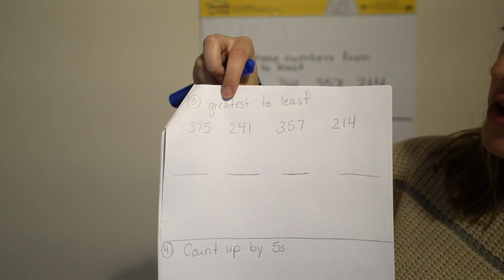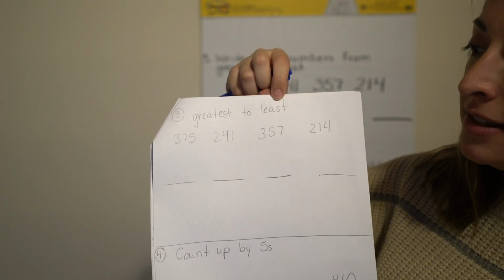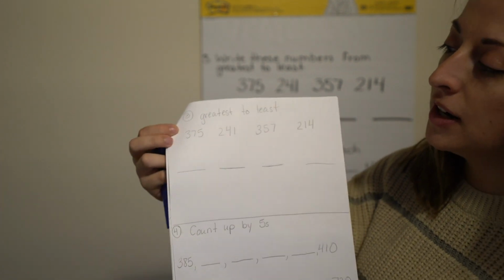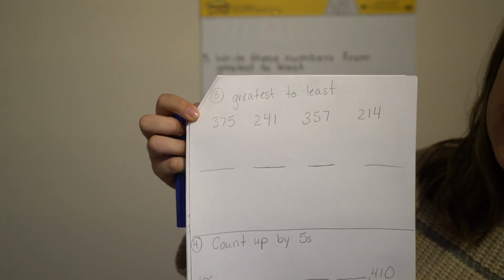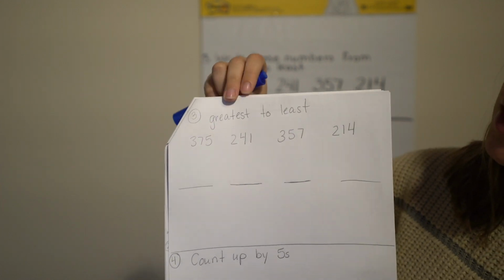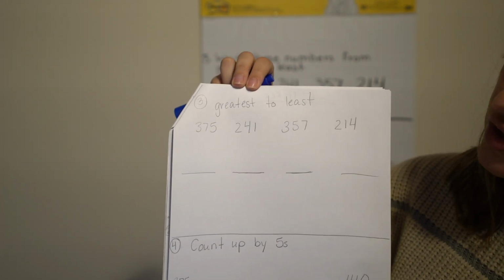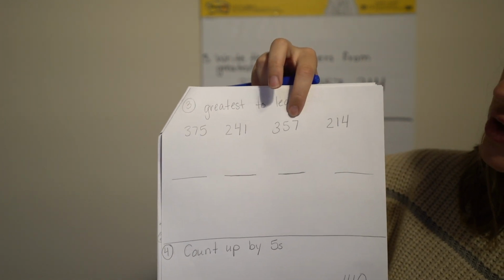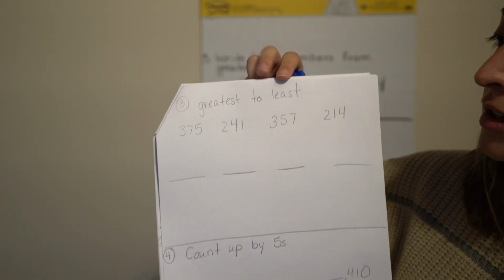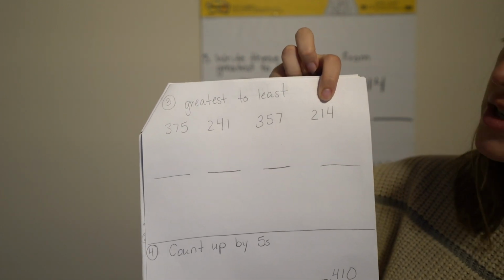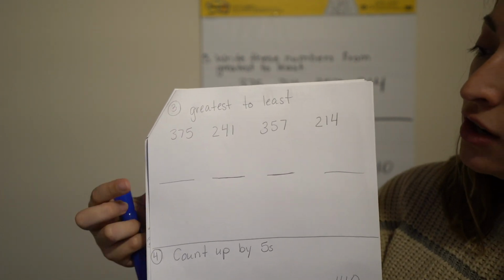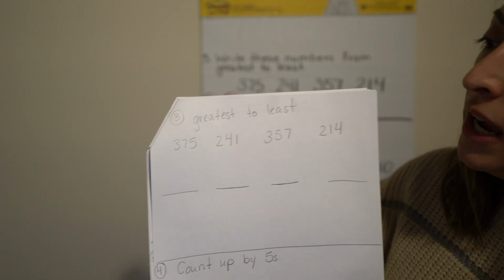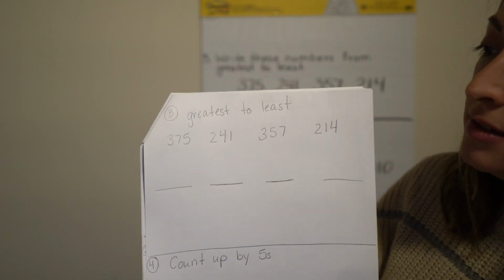At the top, you're going to write greatest to least because that's how you're going to write your numbers. The first number is 375. The next number is 241. Then it's 357. 214, and then you're going to draw 4 lines. And we're doing greatest to least.